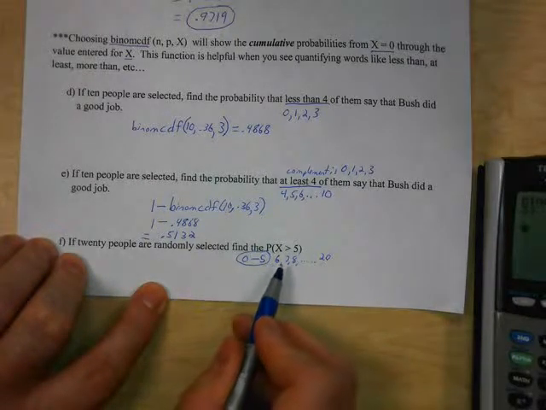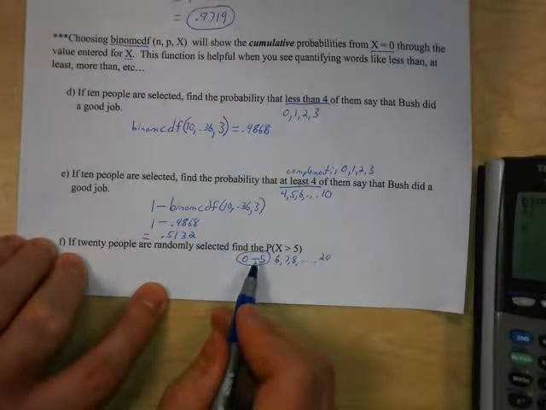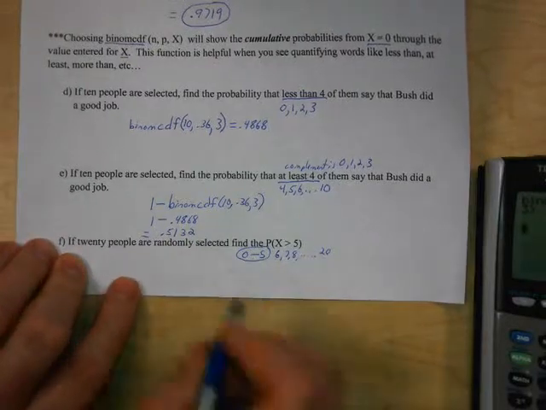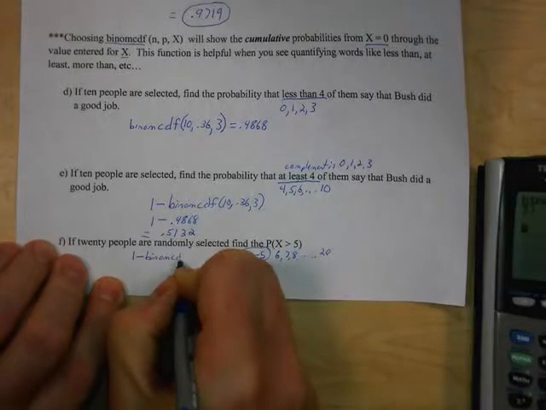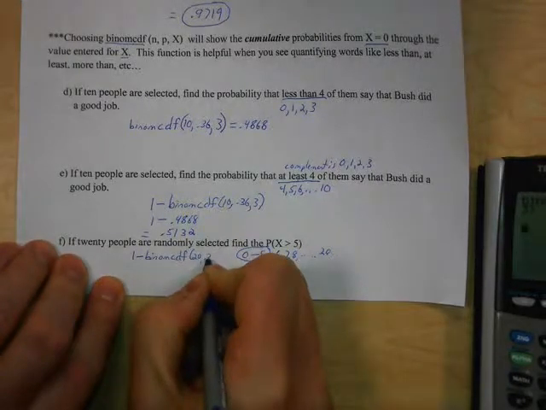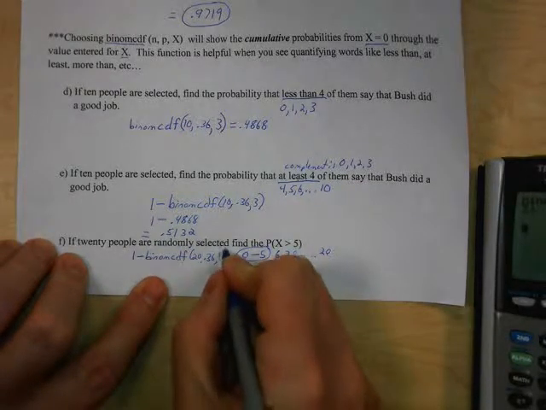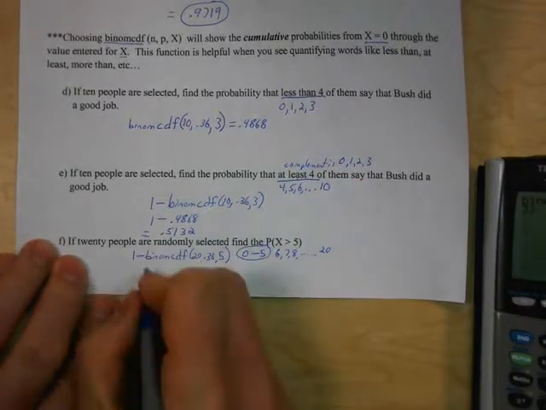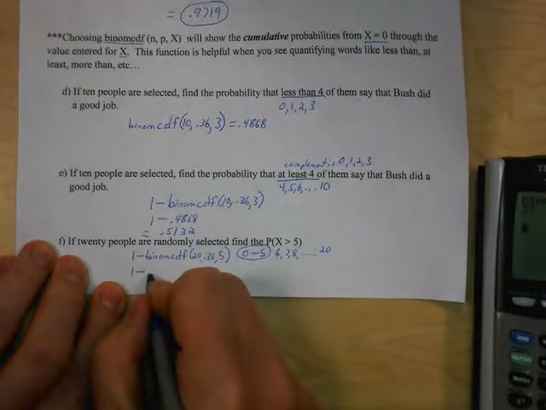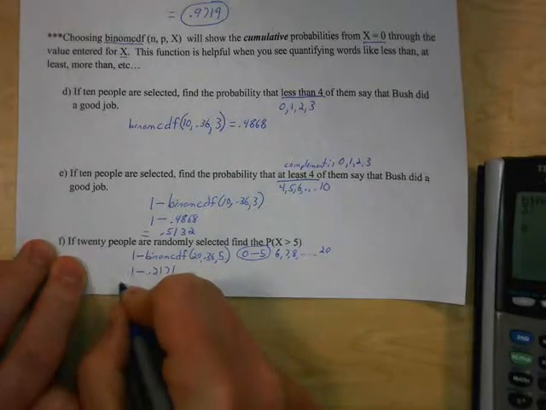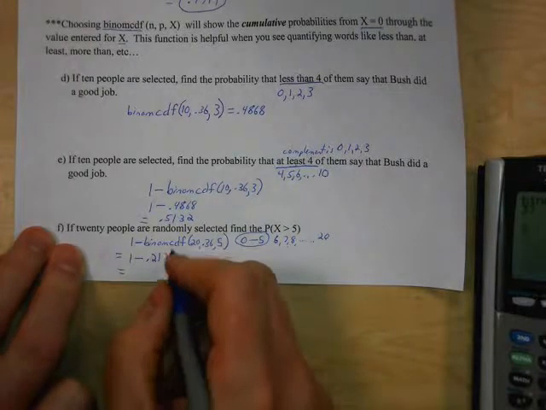Okay, so if we're trying to find 6 through 20, then we have to find 0 to 5 and subtract it from 1. So that would be 1 minus binomcdf(20, 0.36, 5), up through and including 5. And again, you can do this on the calculator. It'd be 1 minus 0.2171, which is 0.7829.